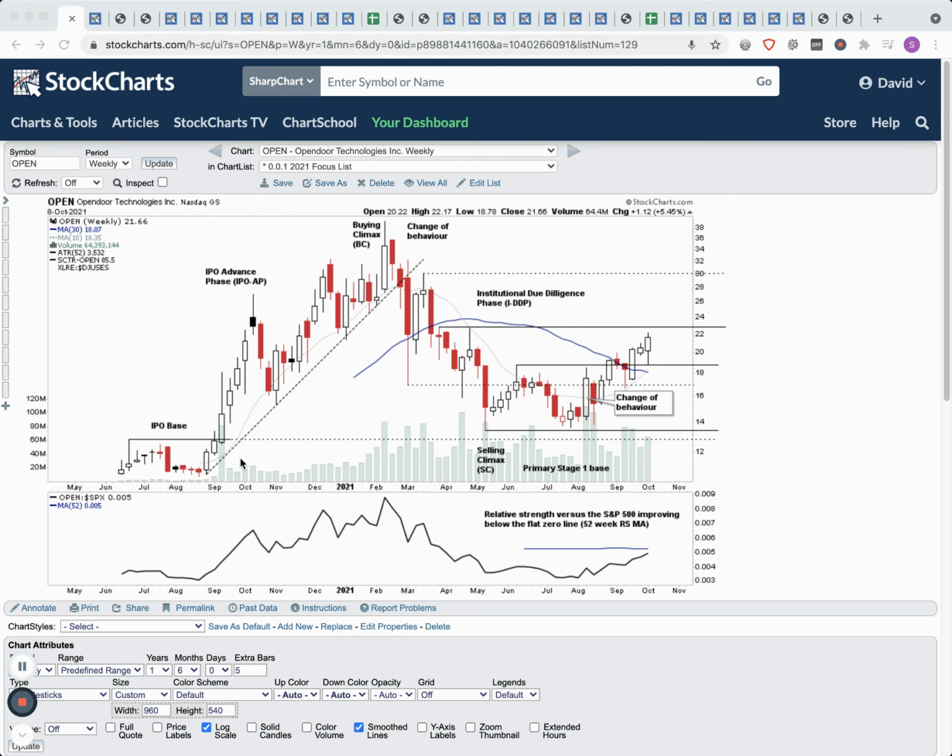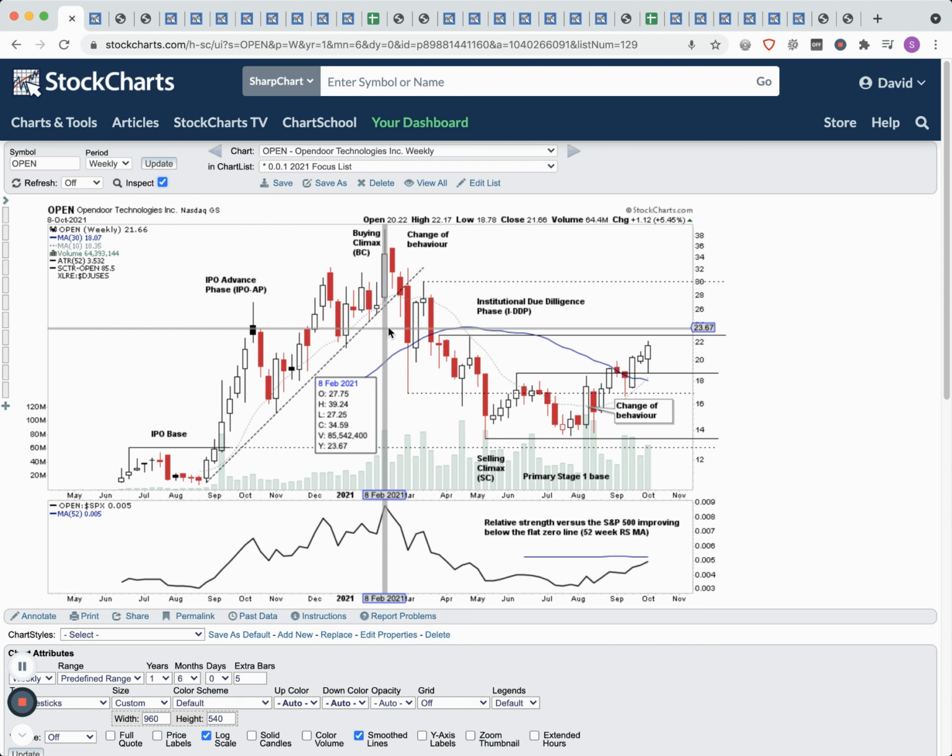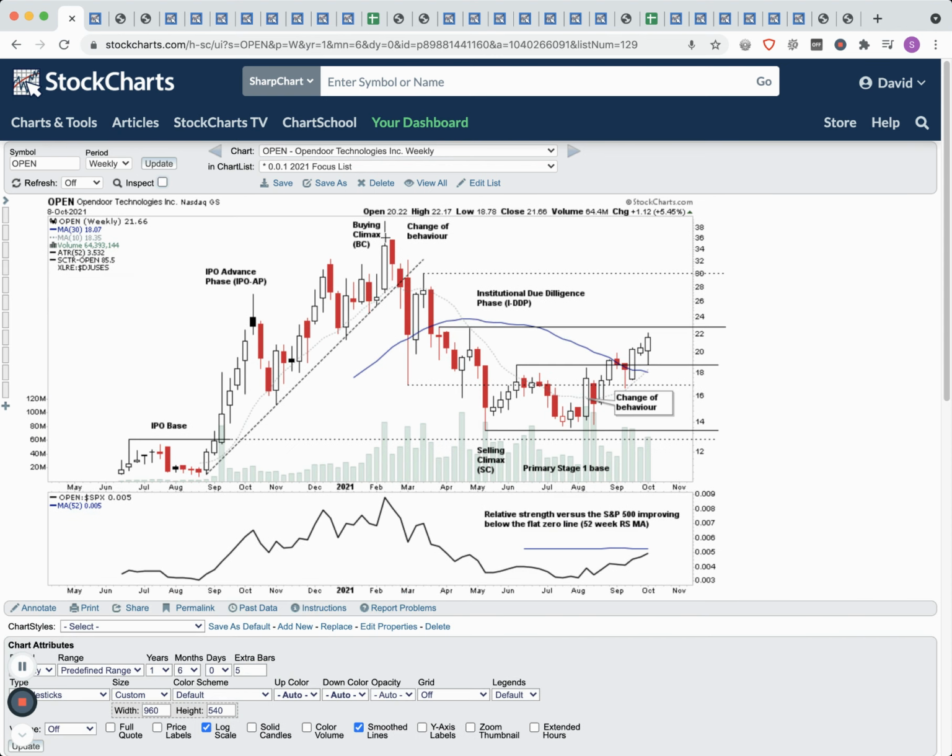Looking back at this, we had an initial IPO advance phase, which was the initial stage two advance. It formed a buying climax earlier this year, in late January, February time. You can see in early February there, we had the buying climax. Then we had this change of behavior, which put it into a potential stage three hype top, but it was a sharp move with the change of behavior, as you often get with IPO type stocks.